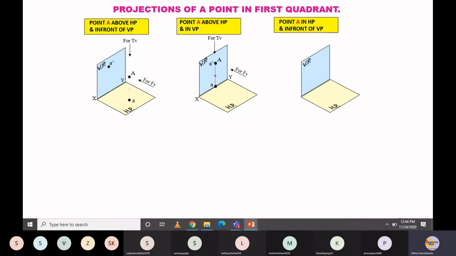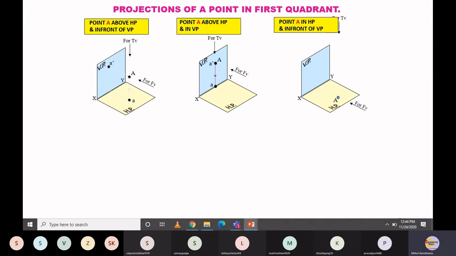So conceptually, it looks like that. It is with the vertical and horizontal plane. Point A is exactly on the HP, that means exactly on the horizontal plane. You can put it like this. So now the projection for that particular case we can put by means of this way.